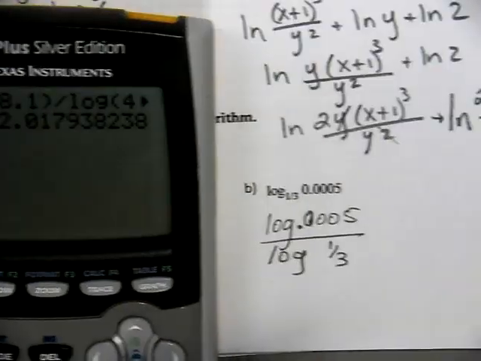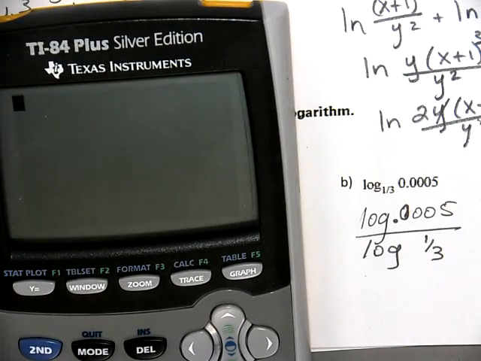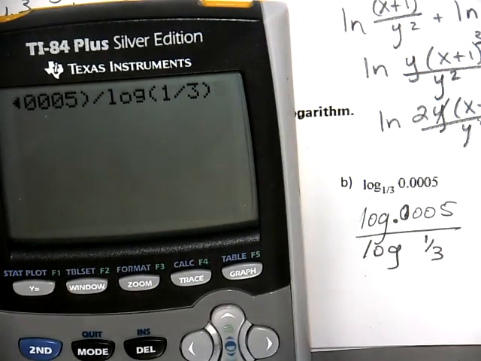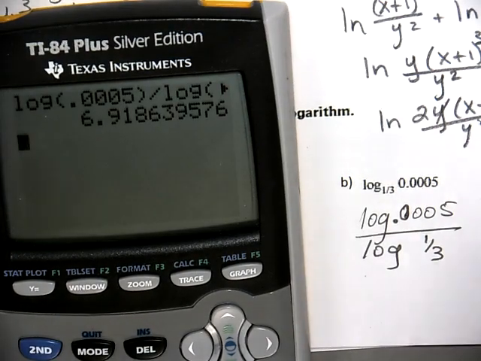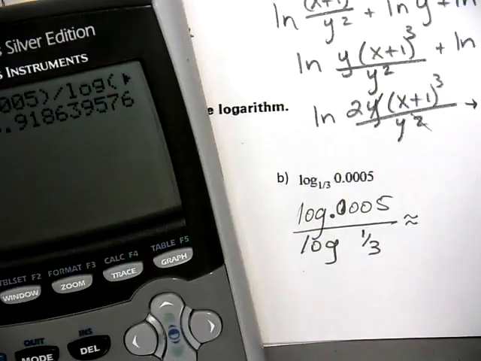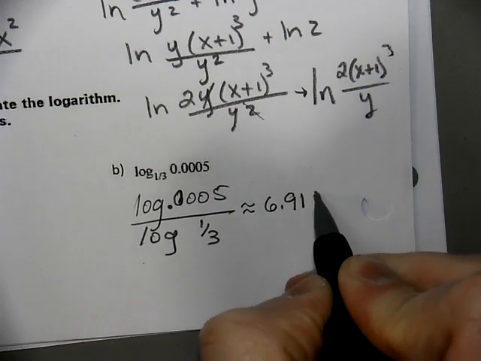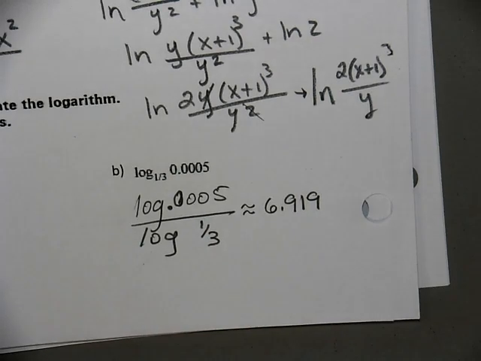So then, with our calculator, we'll type in log of 0.0005 divided by log of 1 divided by 3. You want to be sure to not just use a decimal like 0.3 or 0.33. You need to use the 1/3. And that's going to approximately be 6.919, rounded to 3 decimal points.